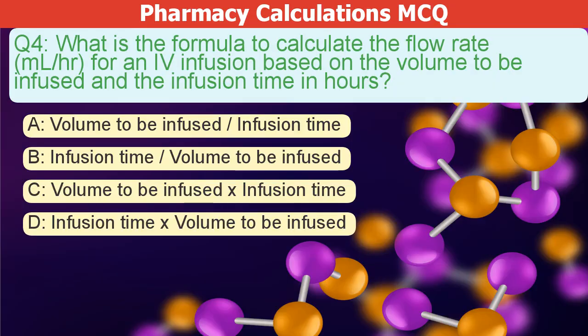What's the formula for calculating IV infusion flow rate in milliliters? We need the volume to be infused and the infusion time in hours. Option A. Volume divided by infusion time. Option B. Infusion time divided by volume. Option C. Volume multiplied by infusion time. Option D. Infusion time multiplied by volume.